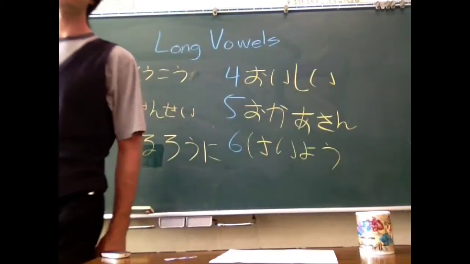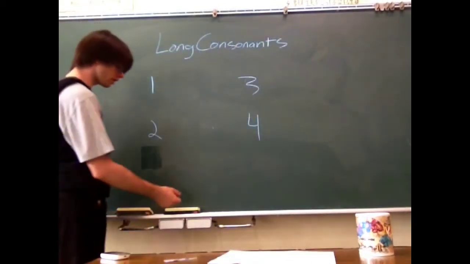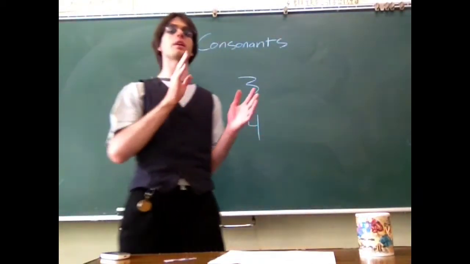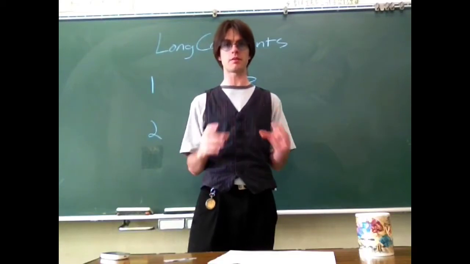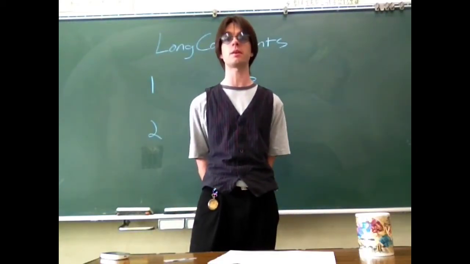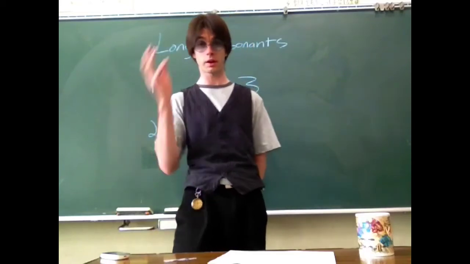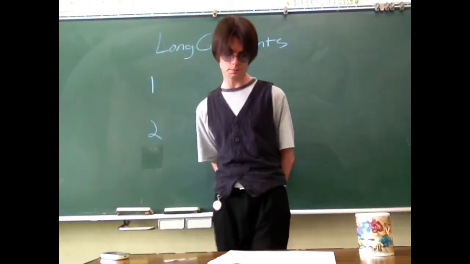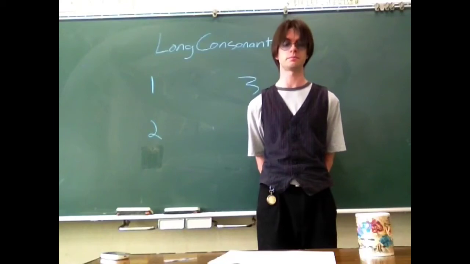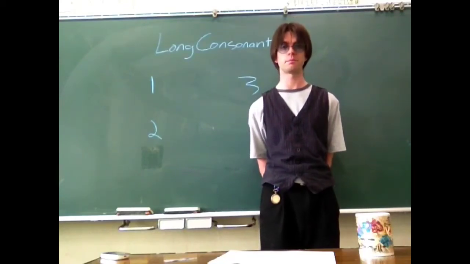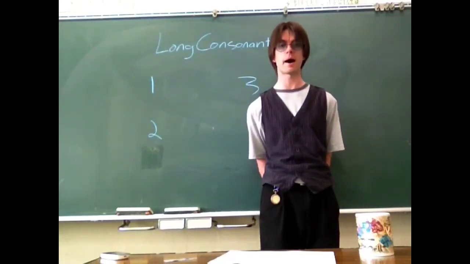Let's move on. Next up, let's do long consonants. That's the thing where it's got like the little hop in the middle of it. In this case, every word will have at least one little tsu in it. Okay? So let's start here. Number 1. Kappa.